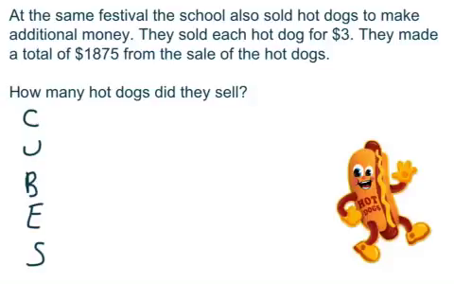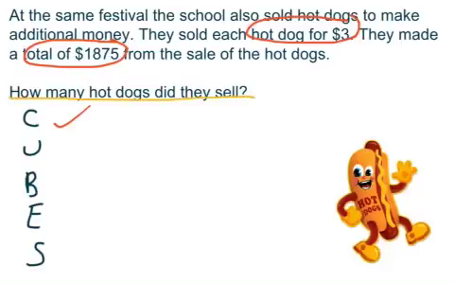So at the same festival, I'm going to do the steps of cubes as we speak. At the same festival, the schools sold hot dogs to make money. They sold each hot dog for $3. Hot dog cost $3. They made a total of $1,875 from the sale of the hot dogs. I'm going to circle total of $1,875. Question is, how many hot dogs did they sell total?